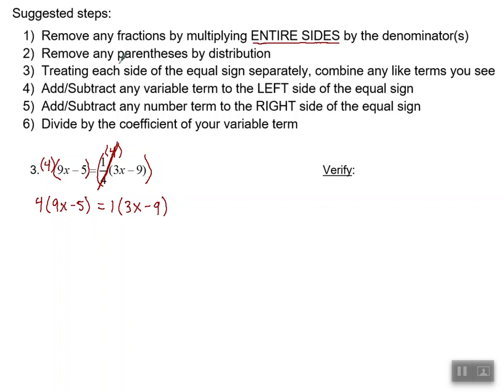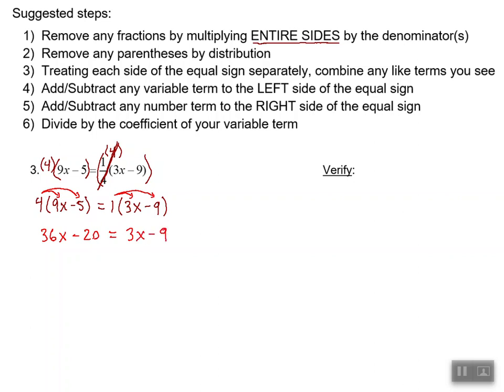Number 2, remove any parentheses by distribution. I do see this set of parentheses, so I'm going to distribute the 4. I also see this set of parentheses, but again, multiplying by 1 does not really change anything. 4 times 9x becomes 36x. 4 times negative 5 becomes negative 20. The equal sign, and 1 times this parenthesis is just the parenthesis without the parentheses.